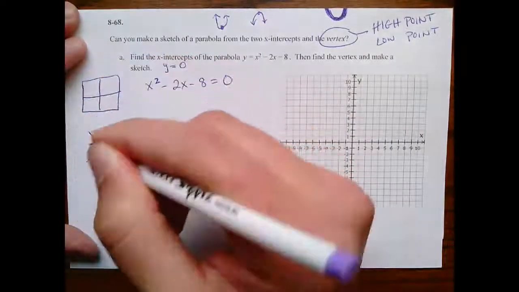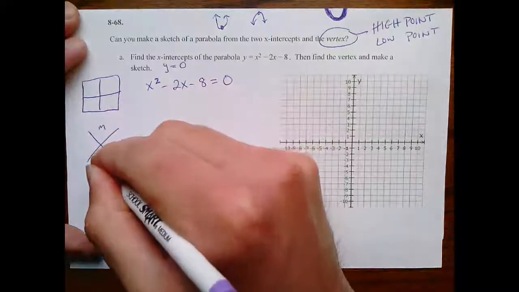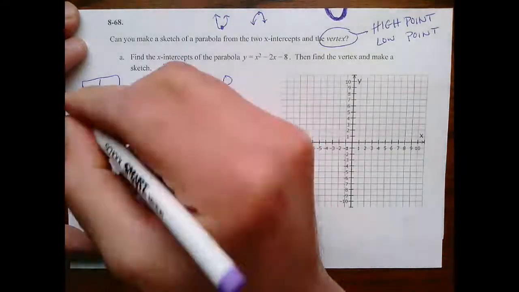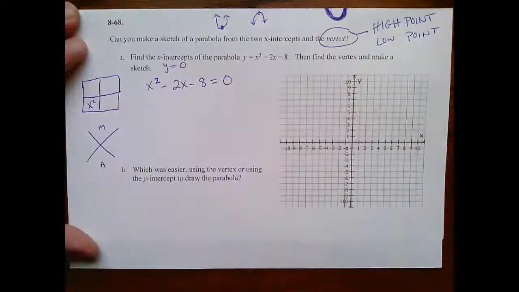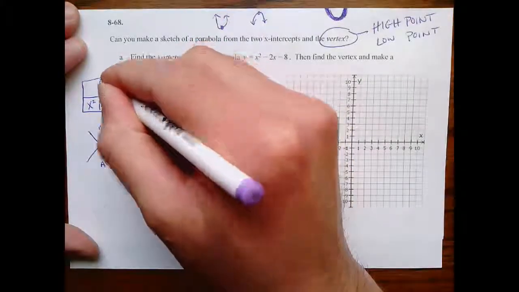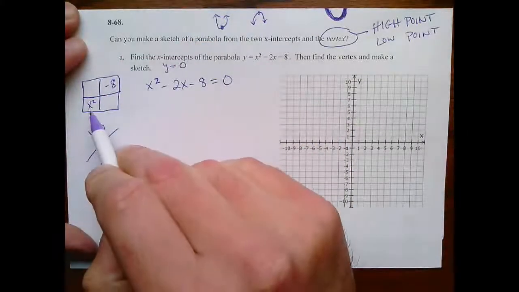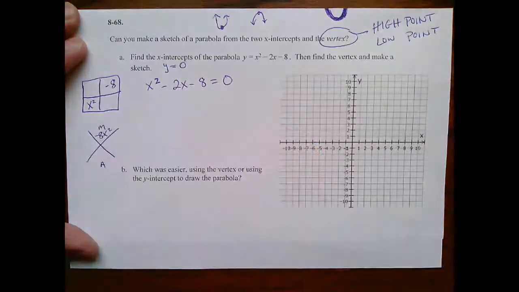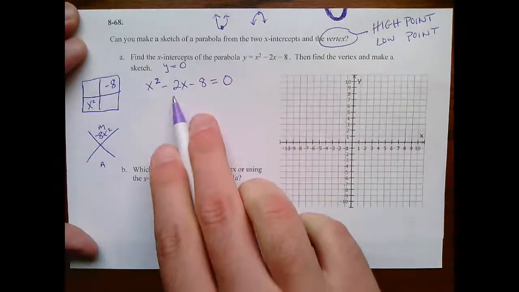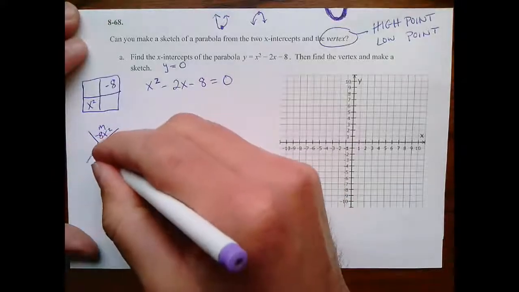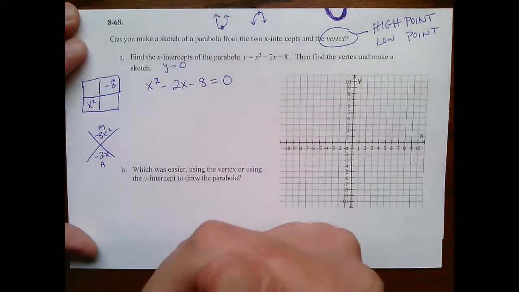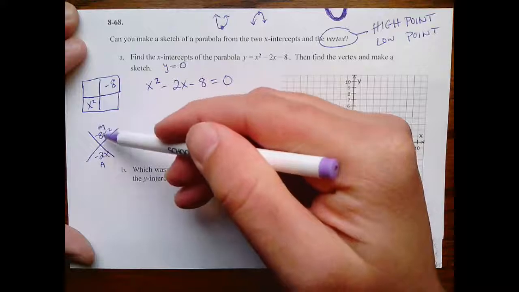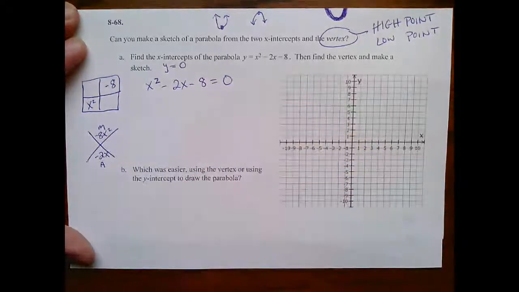So again, setting up my box and my little diamonds, m and a for multiplying and adding. X squared will go on the bottom left. Negative 8 constant term on the top right. Let's multiply them. What is x squared times negative 8? Negative 8x squared. What should they add up to? They should add up to the middle term, negative 2x. So really quickly, if you want to pause the video, do you know two numbers that multiply to negative 8 and add up to negative 2?